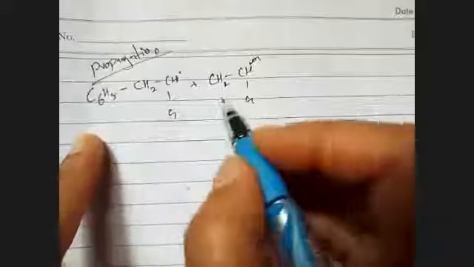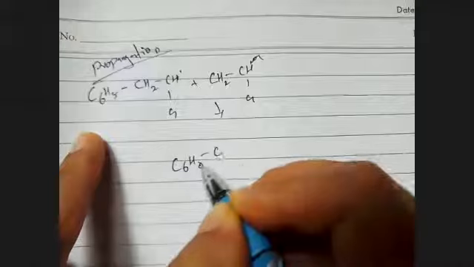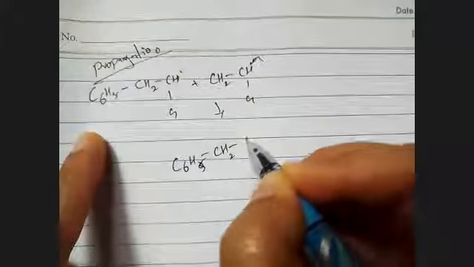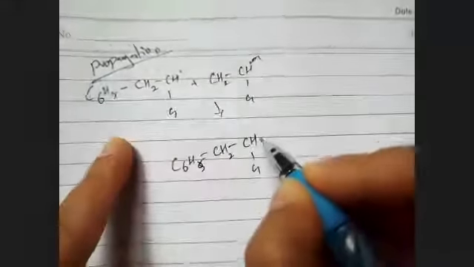Sorry, this free radical is not there. So then it will become C6H5 single bond CH2 CHG. Then the radical should transfer. Then what happened?